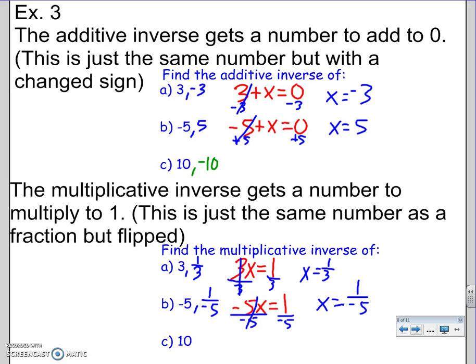So if you notice, it's a fraction. You just flip it, the sign stays the same. +3, +1/3. -5, -1/5. And we could make these all fractions by putting over 1, and you see it's just a flip. So for C, the trick, 10/1 becomes 1/10. Because 10/1 times 1/10 equals 1.